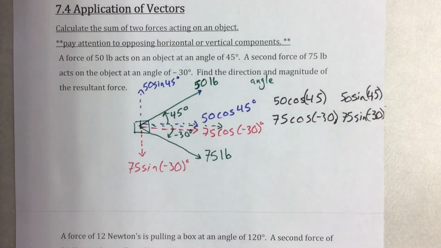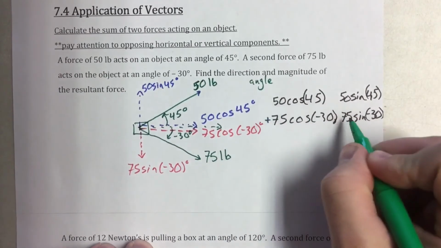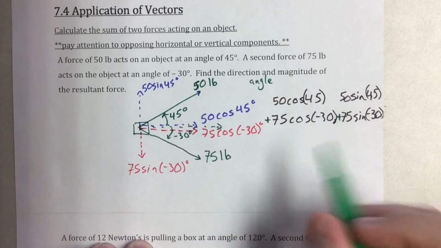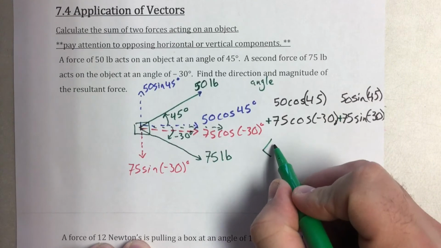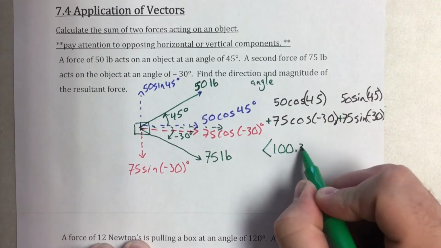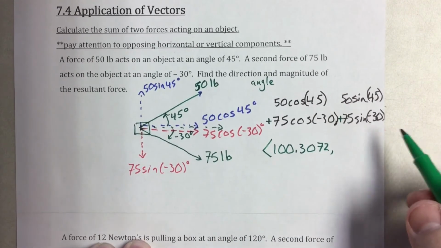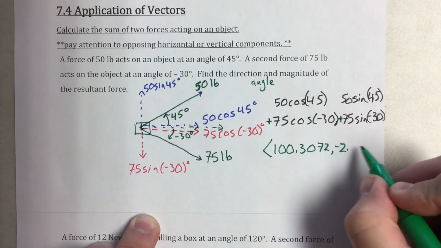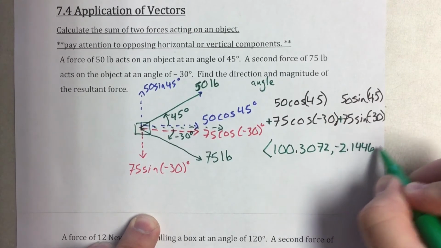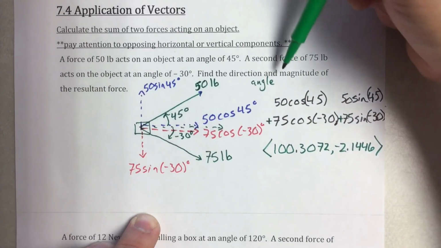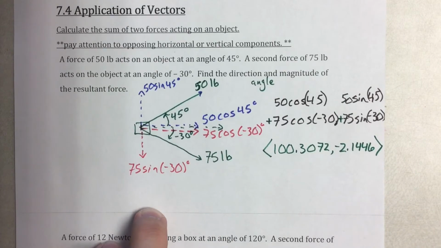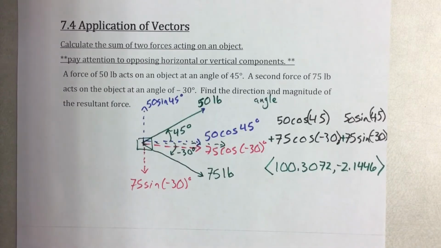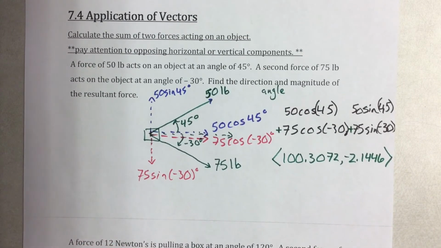So we're going to take each of these and add them together. So we're going to add the vertical and the horizontal. And doing the calculations for us already, we get the components of 100.3072 and then negative 2.1446. Again, I just added my horizontal and my vertical together on our calculator. And that is not it. We have to continue and find the magnitude.